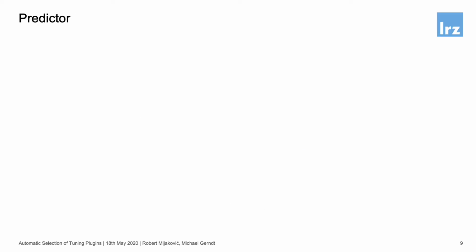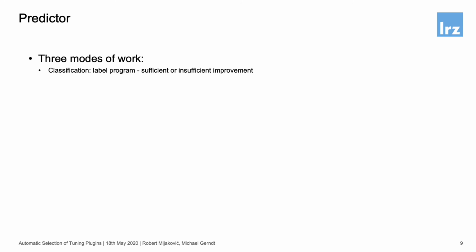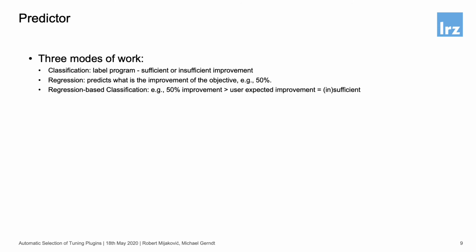The next important component is the predictor, which predicts the tuning potential from the application signature. The predictor supports 3 modes of work. First, classification, which labels programs to have sufficient or insufficient tuning potential. The second, regression, which predicts what is the actual tuning potential, for instance, 50%. Then the third one is regression-based classification, which predicts the tuning potential, and based on the tuning potential classifies the program to have sufficient or insufficient tuning potential.